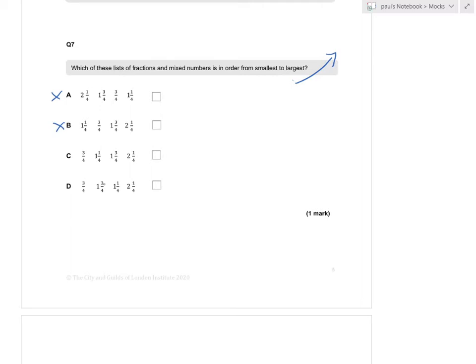So what's the difference to these ones? 1/4 to 3/4, yeah, so that's going up. So that's going down, so that's no good.